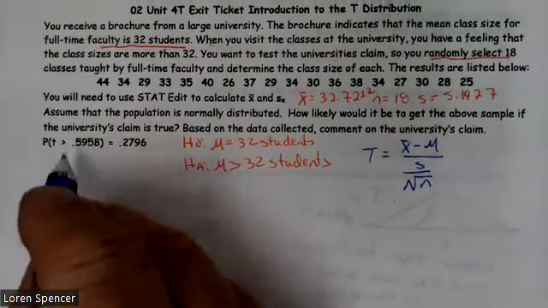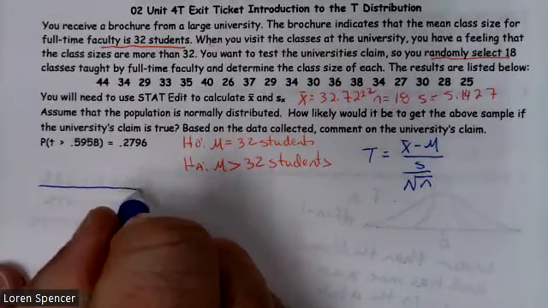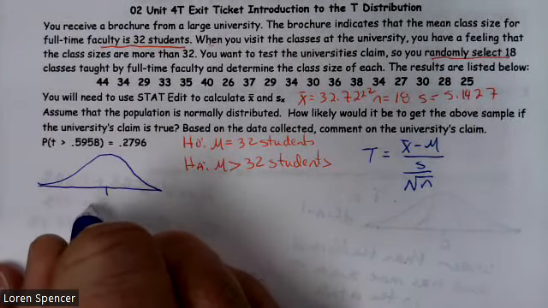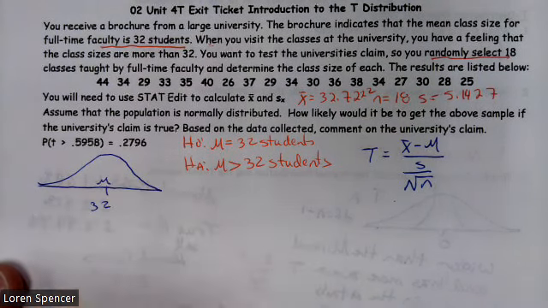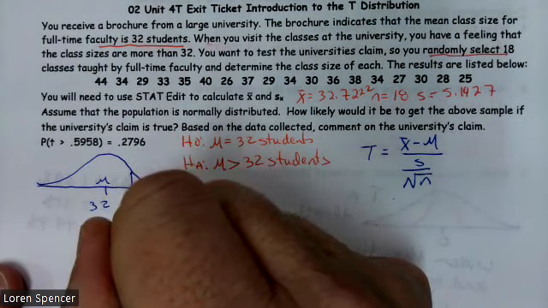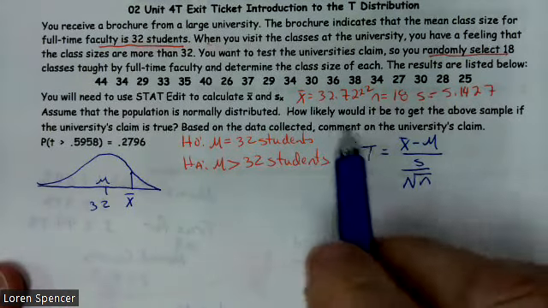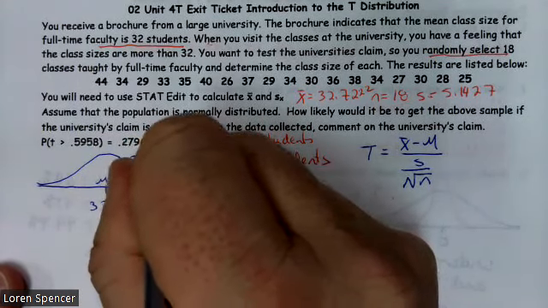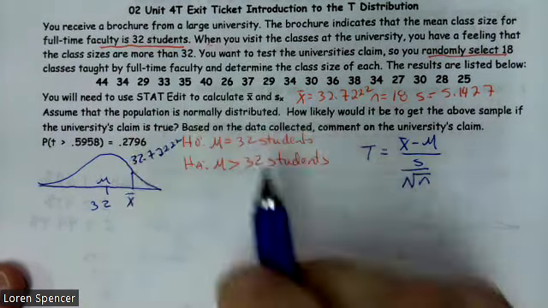So we need to draw a picture of this. And the picture goes something like this. We have a mean at 32 because that's what they're claiming. And so until we prove otherwise, that's what we believe. We have an x bar of 32.722. That came from the calculator. It did that for me. I didn't do that by hand.